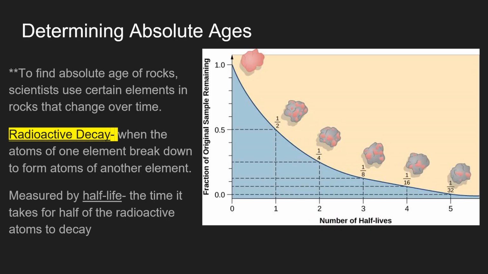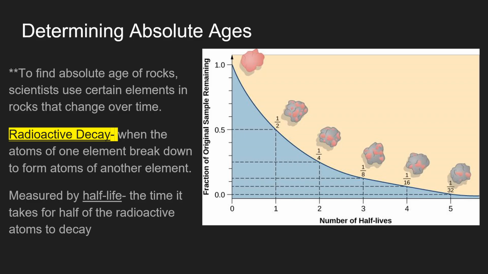Next, determining absolute ages. To find absolute age of rocks, scientists use certain elements in rocks that change over time. Radioactive decay is when the atoms of one element break down to form atoms of another element. It's measured by half-life, which is the time it takes for half of the radioactive atoms to decay.